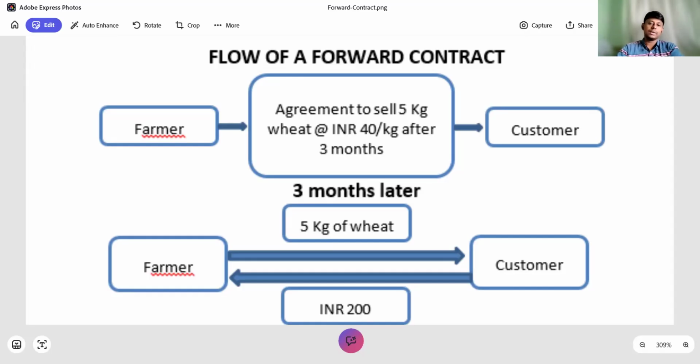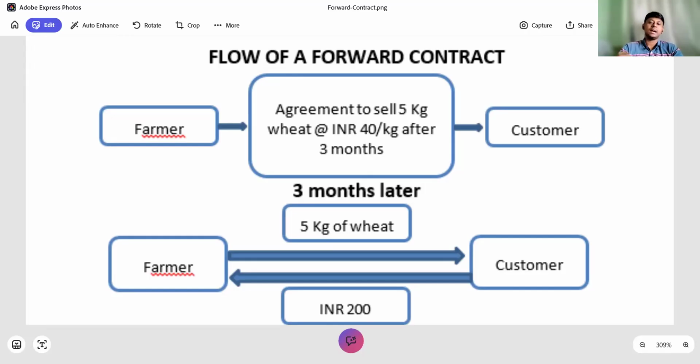However, they also have disadvantages because forward contracts are traded in the OTC market. There is no stock exchange guaranteeing the transaction. So, if a party fails to honor the agreement, the other party may suffer a financial loss. This is called counterparty risk.